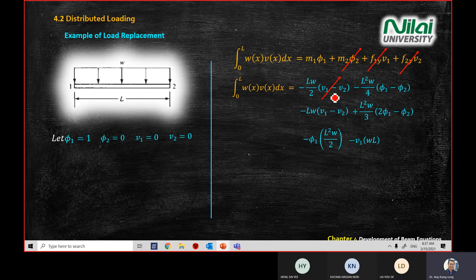Same with the equation here. V1 minus V2, because V1, V2 are 0. 0 times this one, you get 0. You repeat the same, cancel out what you have. So rotation 2, you don't have. You cancel the second one.